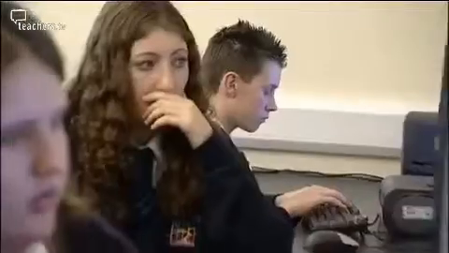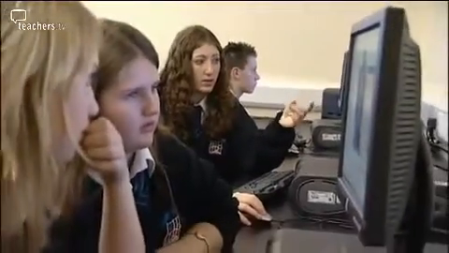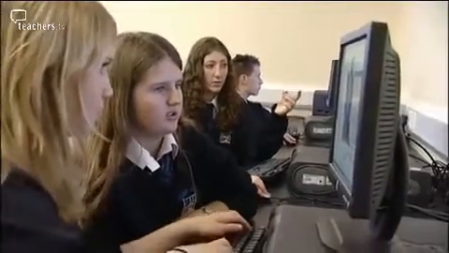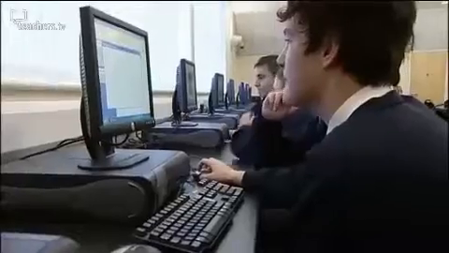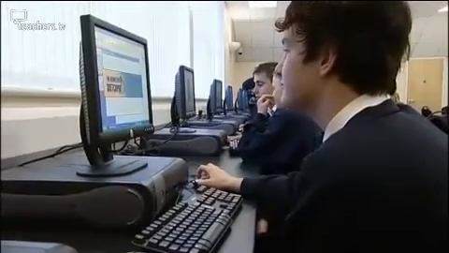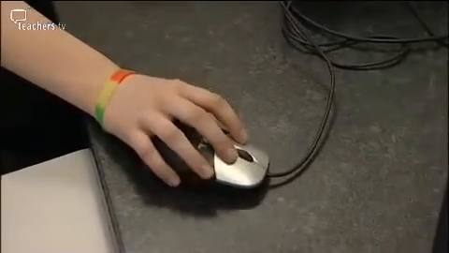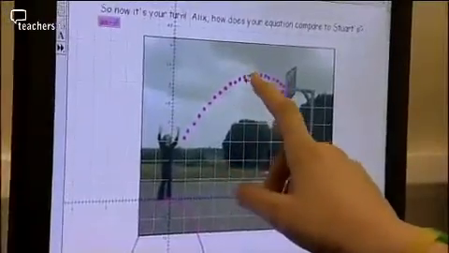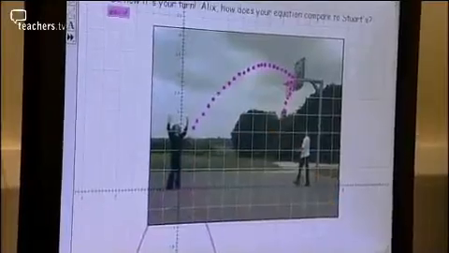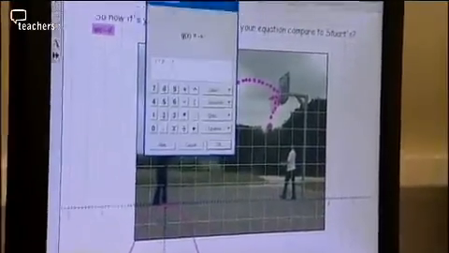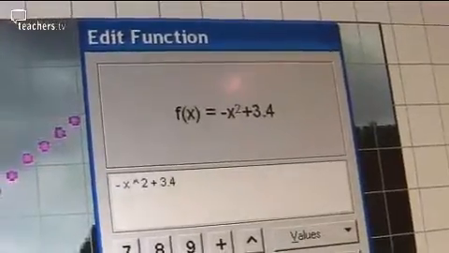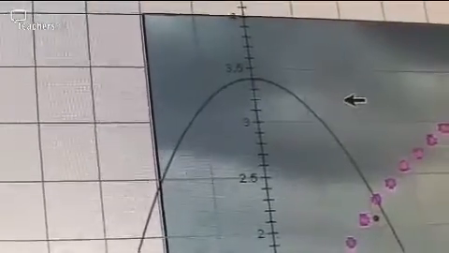Right, off you go. The students get started on this topic, one that's not easy for pupils or teachers, by importing their images into the dynamic geometry software and using it to plot a quadratic function that matches the flight of their ball. Now we need to make it about there. About there. So it's about 3.4. So plus. No, oh. 3.4. Right, that's the height. Now we need to bring it across a bit. How do you bring it across?